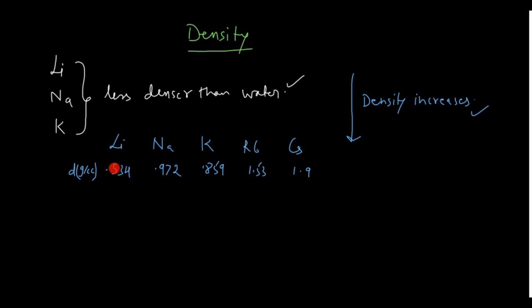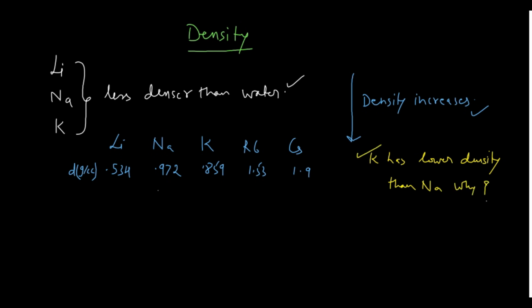So you can see here it is less dense. If you go here, the density increases. I already told you the density increases down the group. That means potassium should have more density than sodium, right? But this is not happening here. What should be the reason behind this? This is a very important exceptional question for you. Potassium has lower density than sodium. Why? Another very important question.